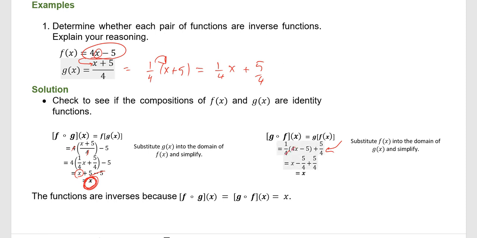The 4's cancel out, so you get x minus 5 over 4 plus 5 over 4. So minus 5 over 4 plus 5 over 4 cancel out, and you end up with x. Okay. So the functions are inverses of each other because f of g of x equals g of f of x equals x. All right.